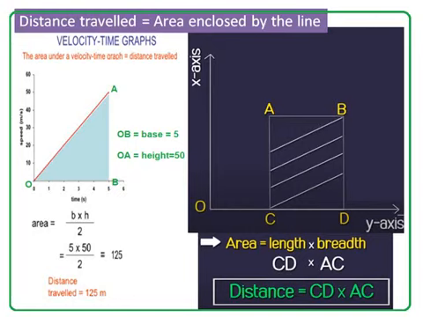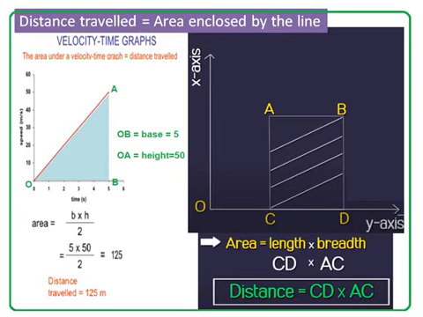So the line is OA. Drop a perpendicular from A and it will touch the point B on the x-axis. So what is the area under the line OAB? It is a triangle. So OAB is a triangle, and how to find the area of the triangle? The area of the triangle is given by half into base into height. So the mathematical formula for calculating the area of the triangle is half into base into height.